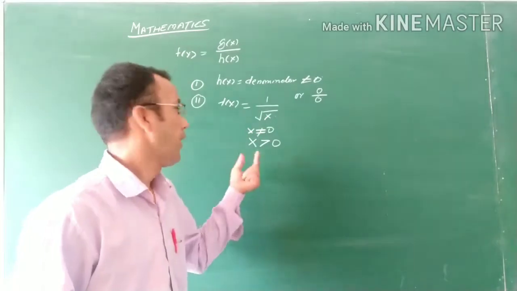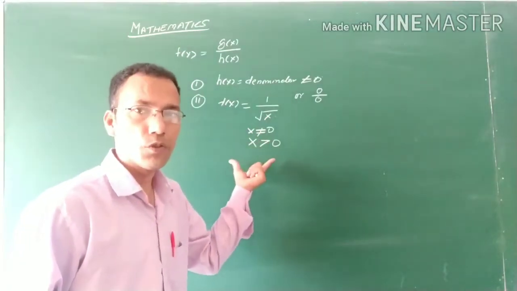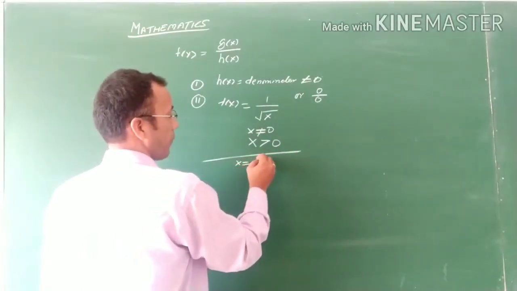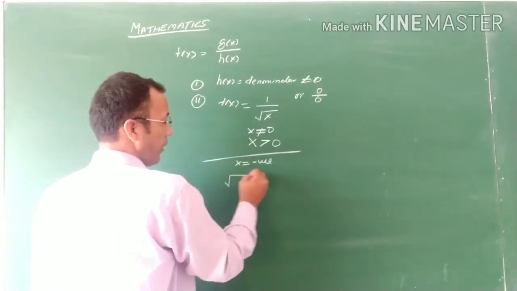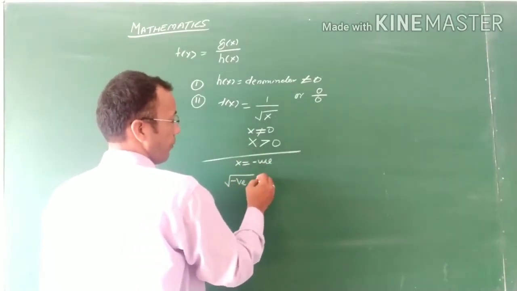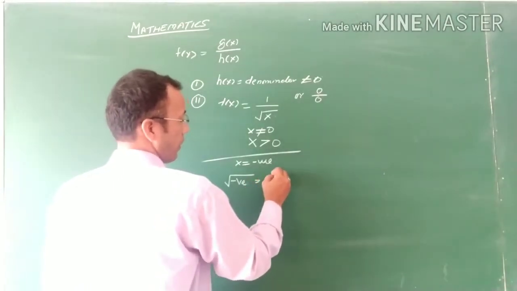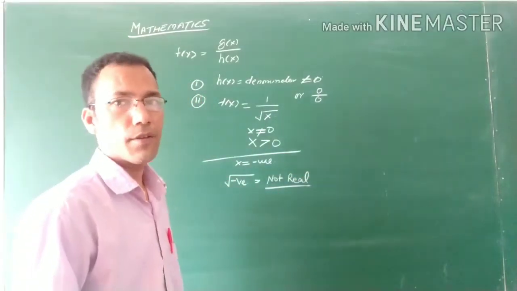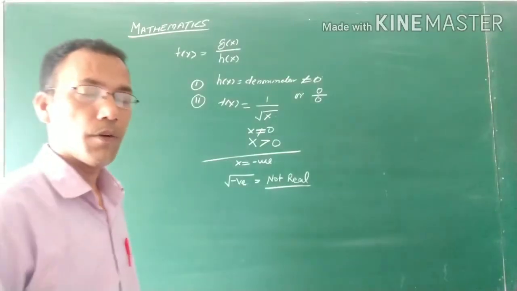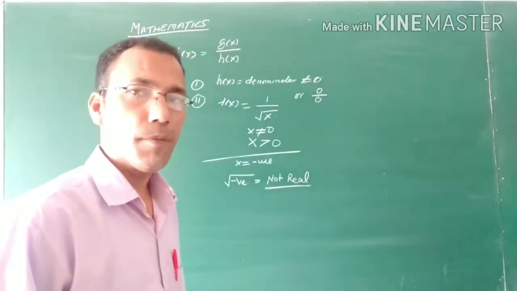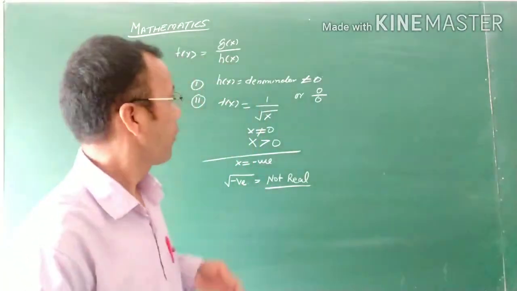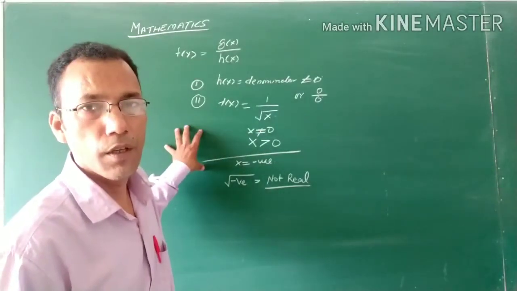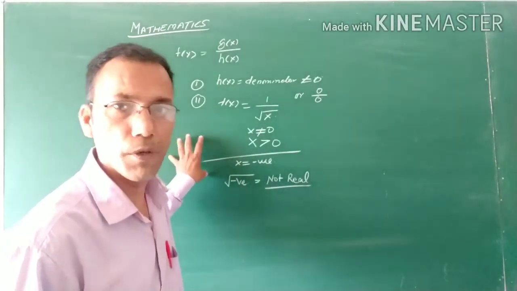x is not equal to 0, and x is greater than 0 means x is not equal to 0. What happens if x is a negative number? Then it will be under root of a negative number, that is not a real number. In previous classes you have studied that if under a square root there is a negative number, that is an imaginary number, not a real number. And here we are discussing real valued functions. That means for real numbers, the domain and range must be real numbers.